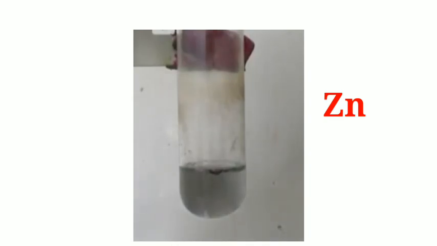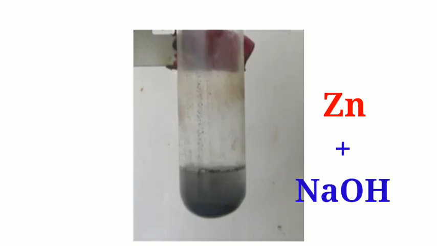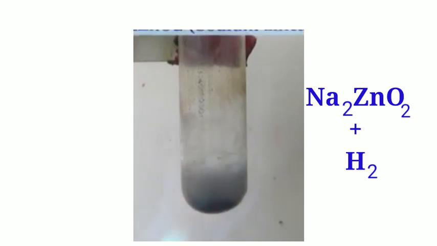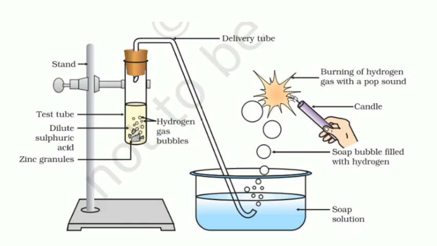We take pieces of granulated zinc in a test tube and add sodium hydroxide solution. Warm the contents of the test tube. It is observed that zinc metal dissolves and the hydrogen gas is evolved, which can be tested by bringing a burning candle or the flame of a burner. Hydrogen gas burns with a pop sound.